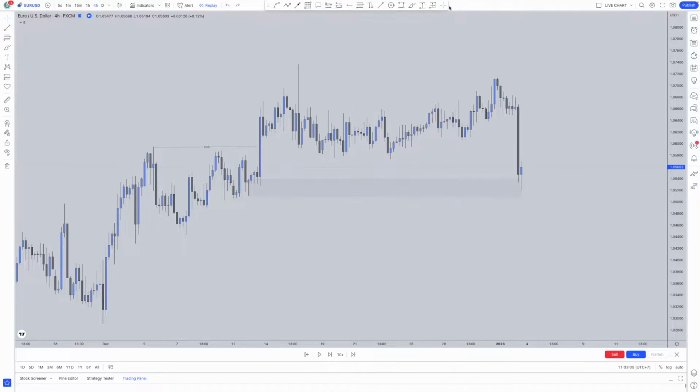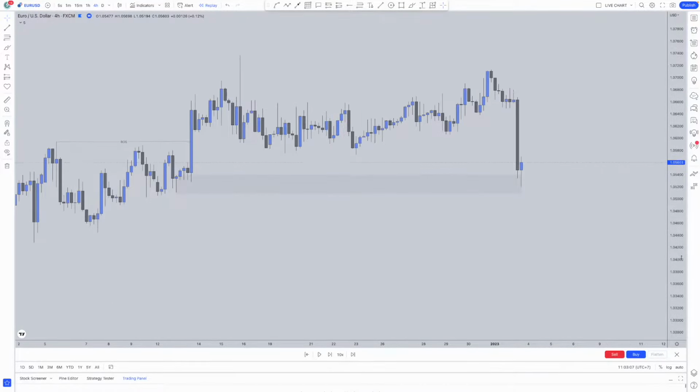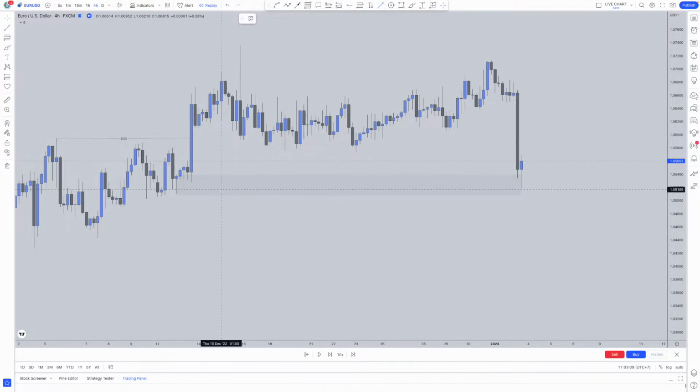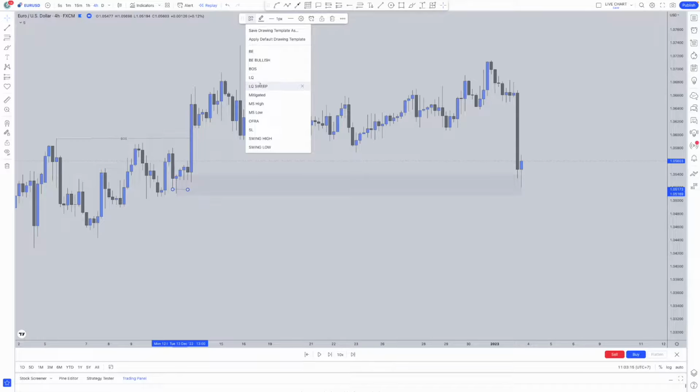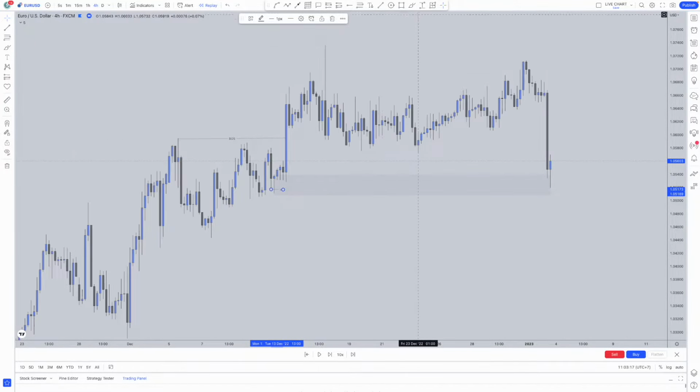What I need for a valid 4-hour POI that I like to see is a sweep of a low, so a sweep of liquidity, and a break of structure. And we got a nice sweep of liquidity here that leaves liquidity to take on entry, and we get a break of major structure. So this is a nice strong 4-hour POI here that would be nice to trade from.